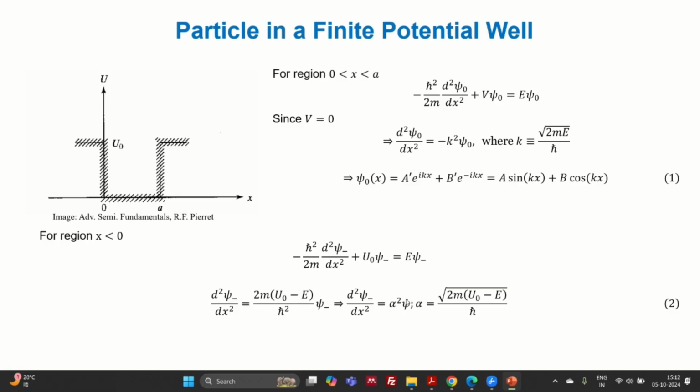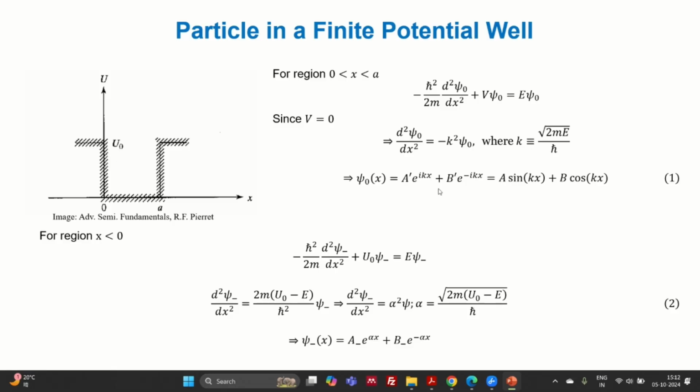Okay. Now the important thing to note here is, what do you have here? There was a minus here, right? And if there is a minus here, the solution is this. But you have a plus here, so the solution is going to be a little different. So the solution will be psi minus of x is equal to, let's call some constant a minus, into e to the power alpha x plus b minus e to the power minus alpha x. So there is no iota here, it's not complex.